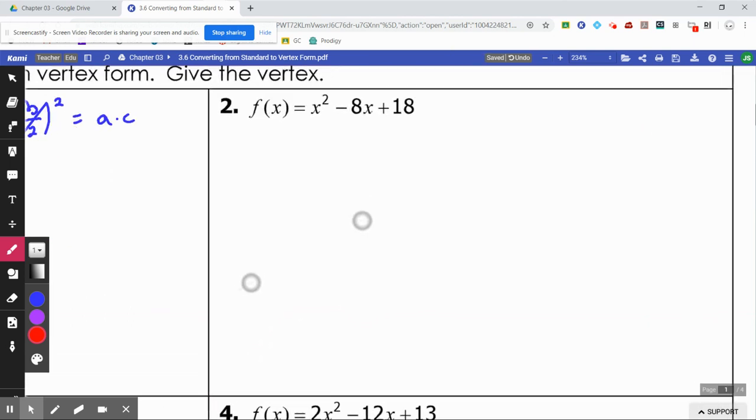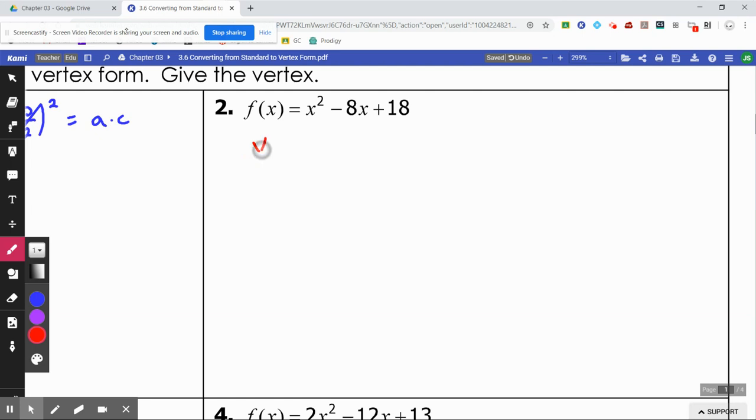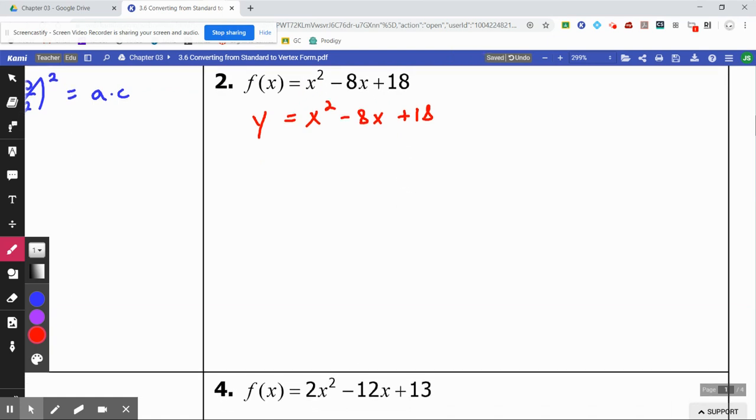Number 2. Now we can do a little bit better work with this because this is not a perfect square. I should have checked on that last one, which even though they told us, I forgot. But you can always check. You can take half of this, square it, and if that's equal to a times c, again, that was the rule that we did up front, then it's a perfect square. This is not a perfect square trinomial, so we are going to have to go through the steps.